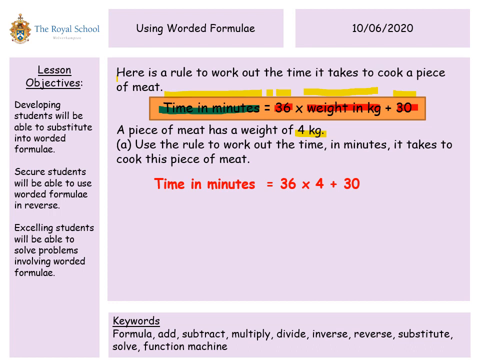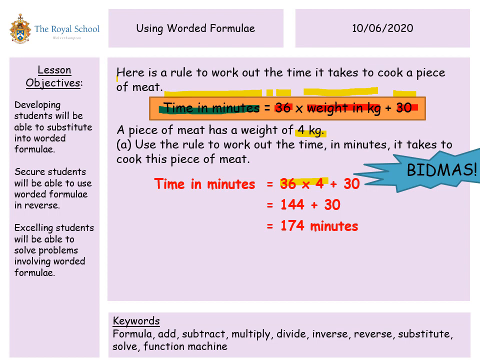This just becomes a BIDMAS sum now. So 36 times 4 plus 30. Well, let's have a look. There's no brackets, there's no indices, there's no division either. There is a multiplication, so that must come first. Then there is addition, and there's no subtraction. So we need to do our multiplication first, and then our addition. So 36 times 4 first is 144. Then add the 30 to it, and we get 174.